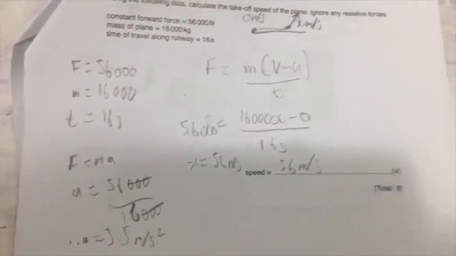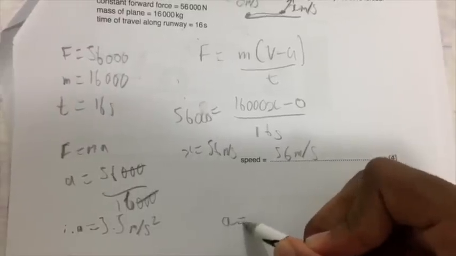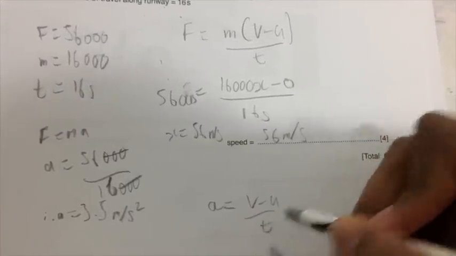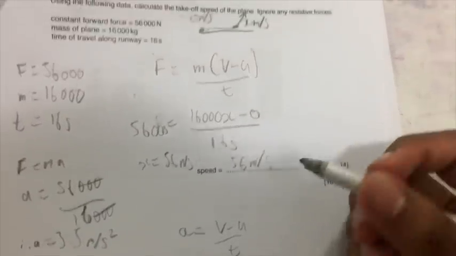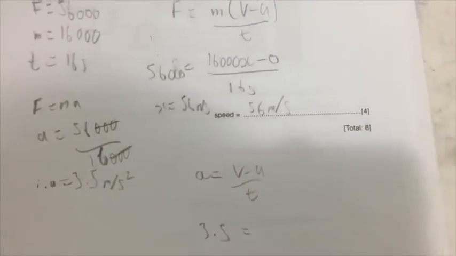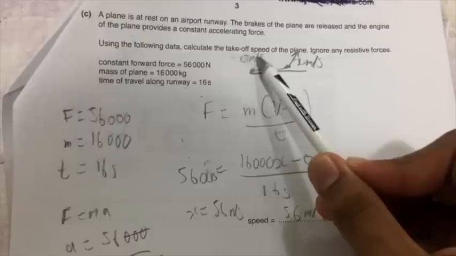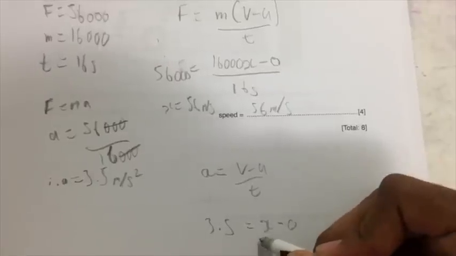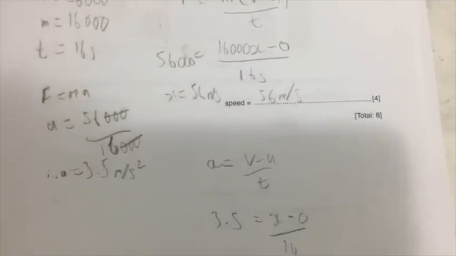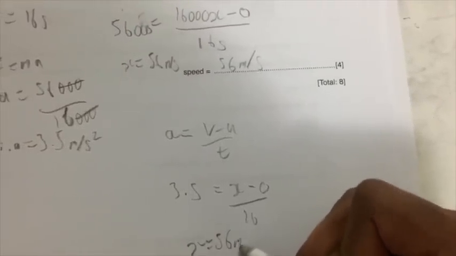But you don't need to do it in this way. If you couldn't come up with this, you could just use the acceleration formula. Acceleration is equal to v minus u upon time. This is just an extra method if you didn't want to use the other one. So acceleration is 3.5, equal to the final velocity x minus the initial velocity, and we know the initial speed of the plane is 0 meter per second, upon the time taken, 16. Then 3.5 times 16, so x is equal to 56 meter per second.